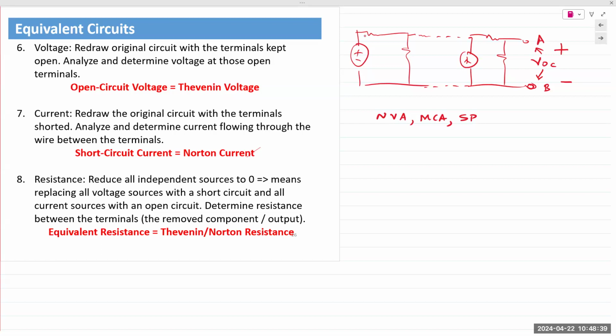You do not have to remove any sources. You do not have to open circuit or short circuit any sources. You simply determine where your terminals of analysis are. If it states A and B, you simply begin analysis as it is. If it states remove this component, if it states as seen by a component, then you remove that component and you analyze it between those open terminals. Once you have your voltage, that voltage is your Thevenin voltage. So VTH is the open circuit voltage VOC.